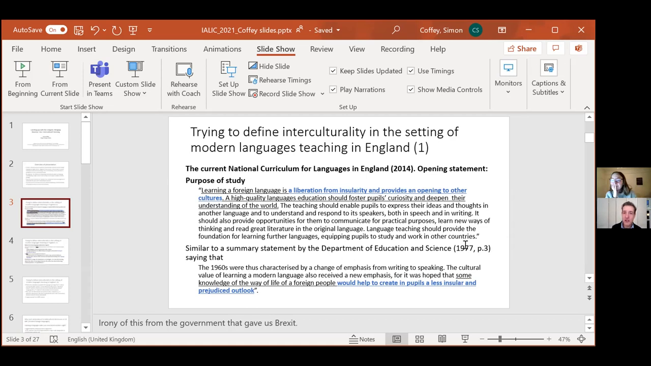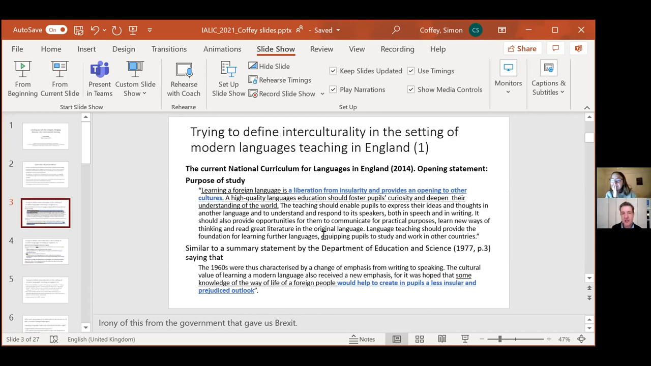We saw it in an earlier document from 1977 that learning foreign languages would help to create in pupils a less insular and prejudiced outlook. So it sounds nice, but in a way, what does that mean? What does it look like more concretely in a sense?